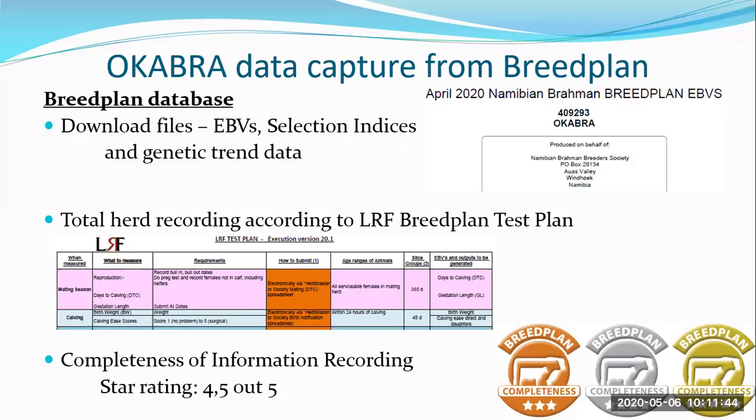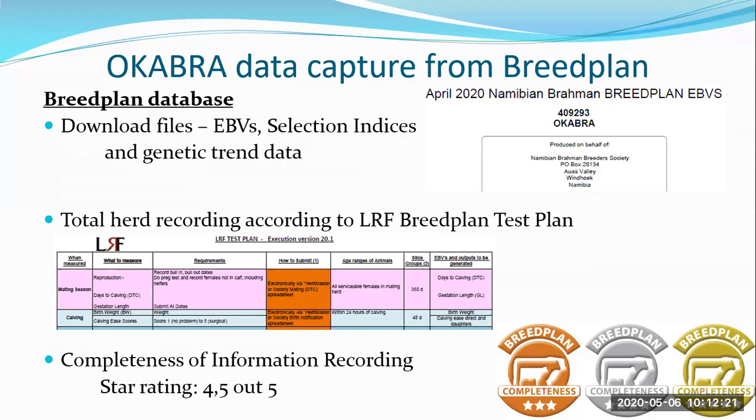The third source of data comes from the Breedplan database. You can go to download files. You can get your EBVs, your selection indices. On the top right hand, I've got my April 2020 Namibian Brahman Breedplan EBVs. You go in there and you've got your whole herd with all the EBVs and much more data in there, which you can access, which is an excellent tool. You can download it. At the bottom of that page, you've got your genetic trends, which I will refer to later.